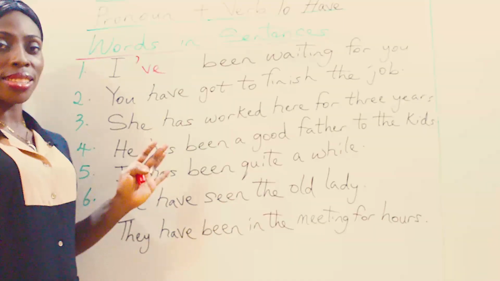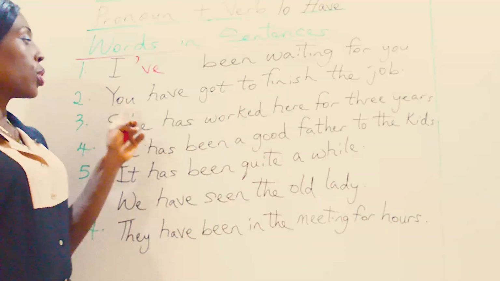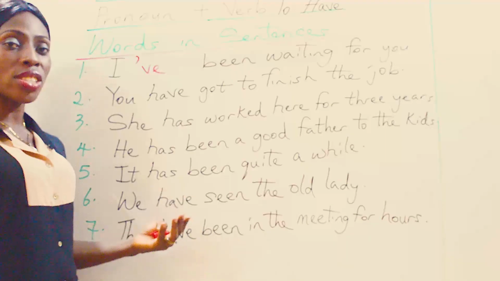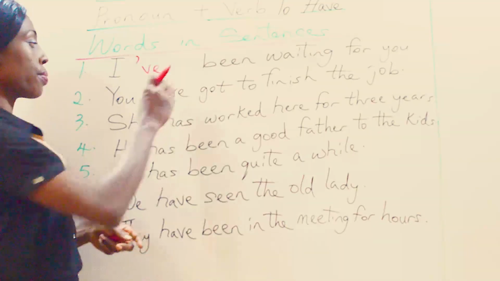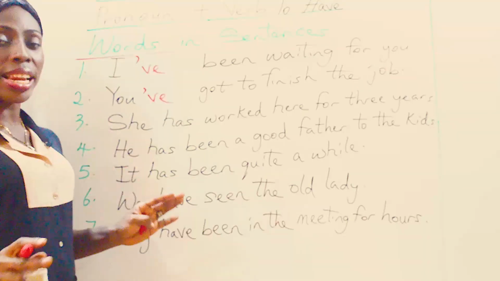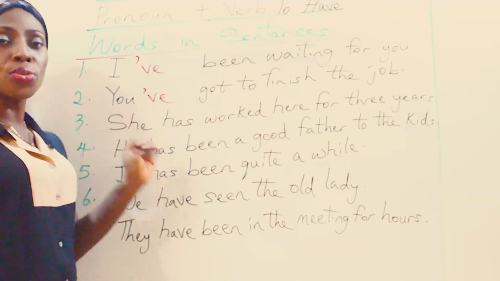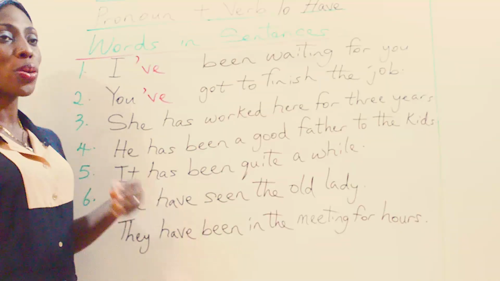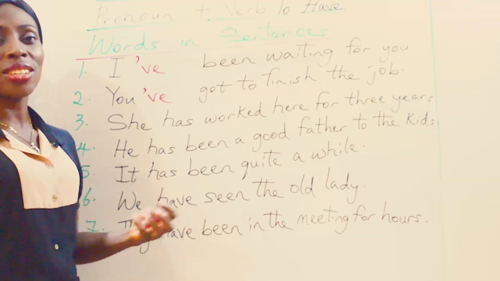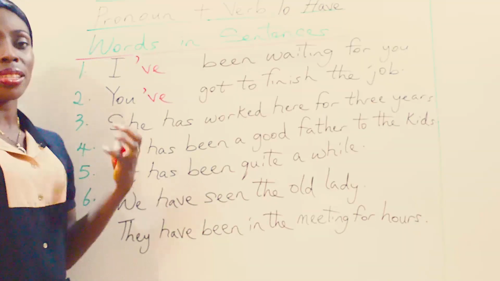Now let's look at the second sentence. You have got to finish the job. You have changes to you've. Now that we've changed it, let's read it together. You've got to finish the job. So you're shortening the word have. You're not pronouncing the H and the A. You've got to finish the job. And it sounds pleasant to the ears.